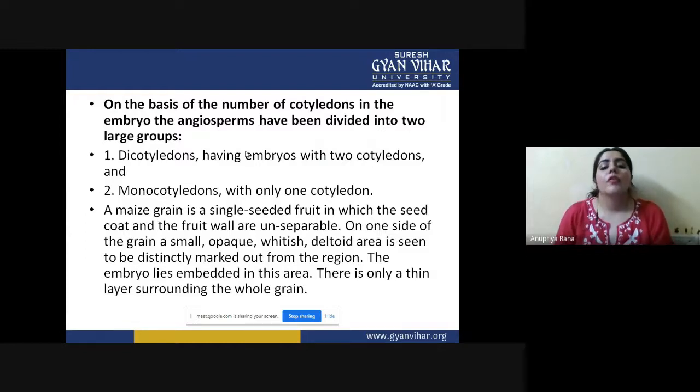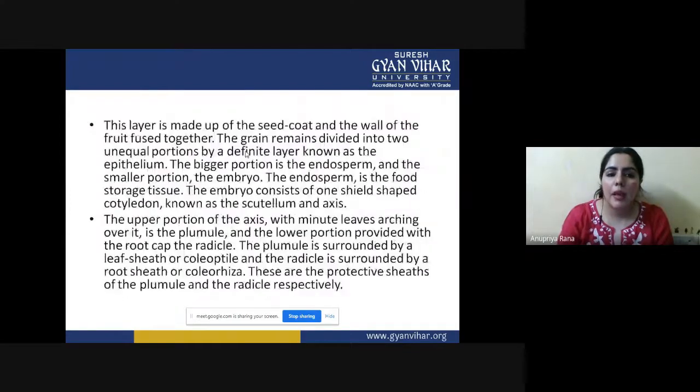Now, if we talk about a maize grain, that is a single seeded fruit in which the seed coat and fruit wall are inseparable. So in a maize grain, this is a single seeded fruit, with no separation inside the fruit wall. On one side of the grain, a small, opaque, whitish deltoid area is seen, distinctly marked out from the region, and the embryo lies embedded in this area. So there is only one thin layer surrounding the whole grain. So this whole layer which covers it is very distinctive.